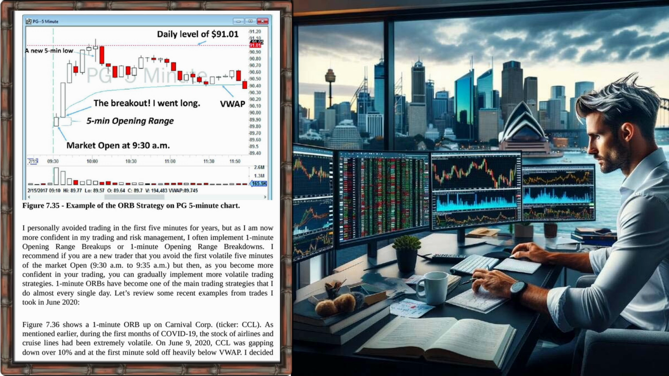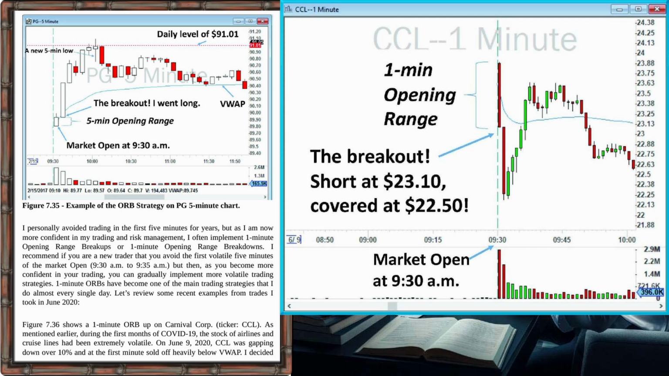Let's review some recent examples from trades I took in June 2020. Figure 7.36 shows a 1-minute ORB up on Carnival Corp, ticker CCL. As mentioned earlier, during the first months of COVID-19, the stock of airlines and cruise lines had been extremely volatile. On June 9, 2020, CCL was gapping down over 10%, and at the first minute sold off heavily below VWAP.